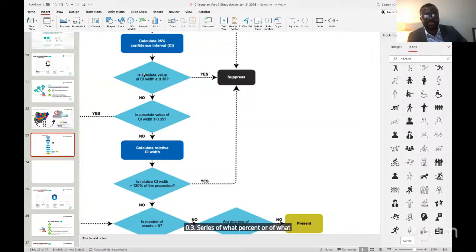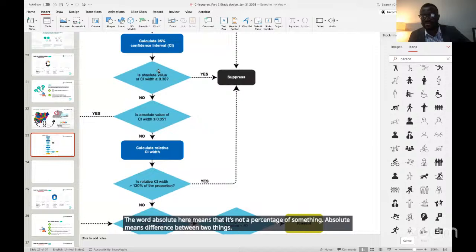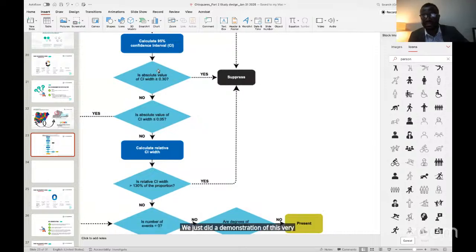The word absolute here means that it's not a percentage of something. Absolute means the difference between two things. We just did a demonstration of this very thing a few minutes ago. We took the big number and subtracted the small number. That's what absolute difference means.